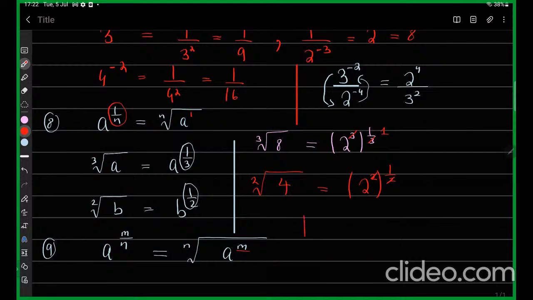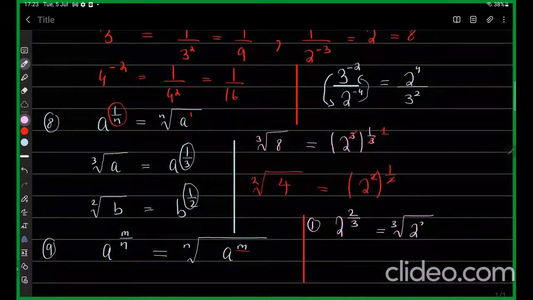Okay, let's talk about two to three examples over here and you would understand the idea. Example number 1: let's say you have 2 power 2 by 3. You need to understand it this way: it's the cube root of 2 power 2.